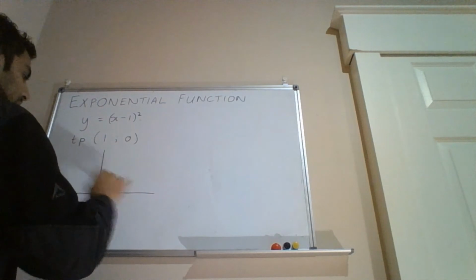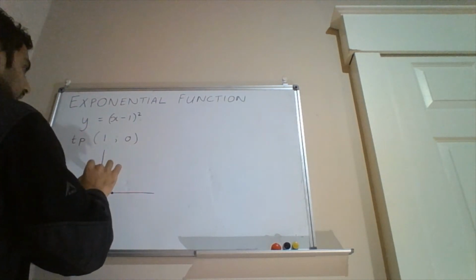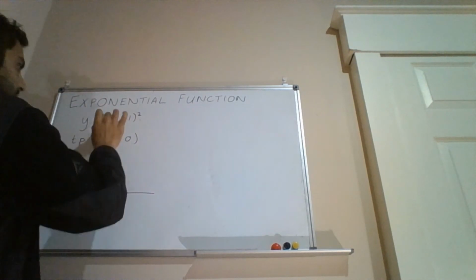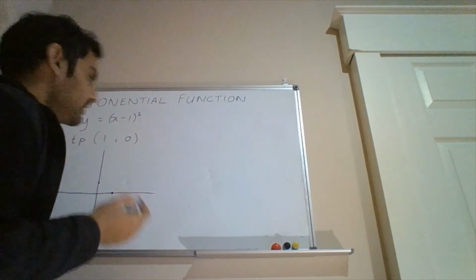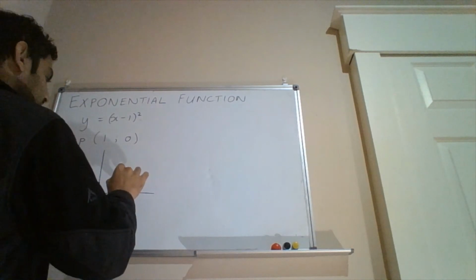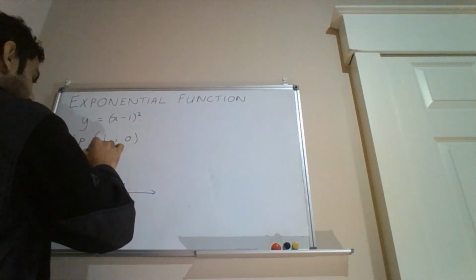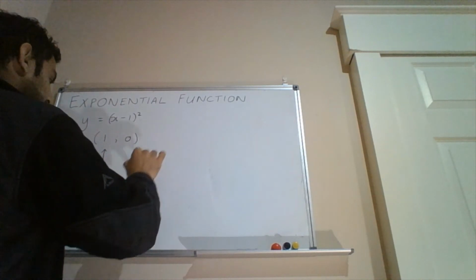Okay, so our turning point sits there. Our y-intercept is when we make x 0. So it'll be 0 minus 1 is minus 1, squared is 1. So it will be there for our y-intercept, and our graph would look something like this.